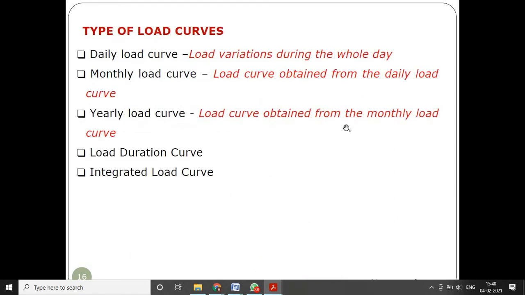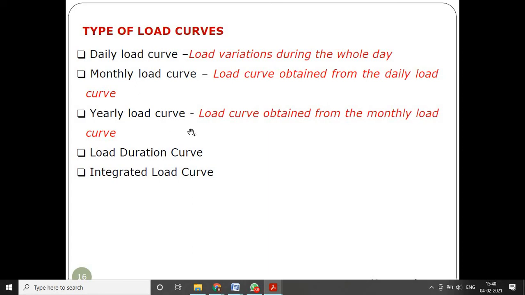Okay, next is types of load curves. There are different types of load curves: daily load curve, monthly load curve, yearly load curve, load duration curve, and integrated load curve. Daily load curve means what? For a complete day, 24 hours. Monthly load curve means, say, January to June: January, February, March, April, May, June. How much the monthly load is, that we have to draw in that load curve.